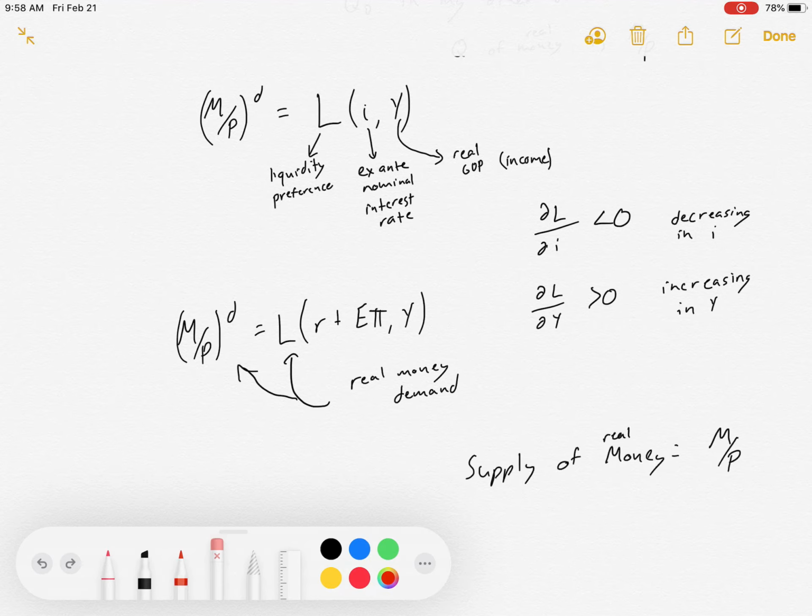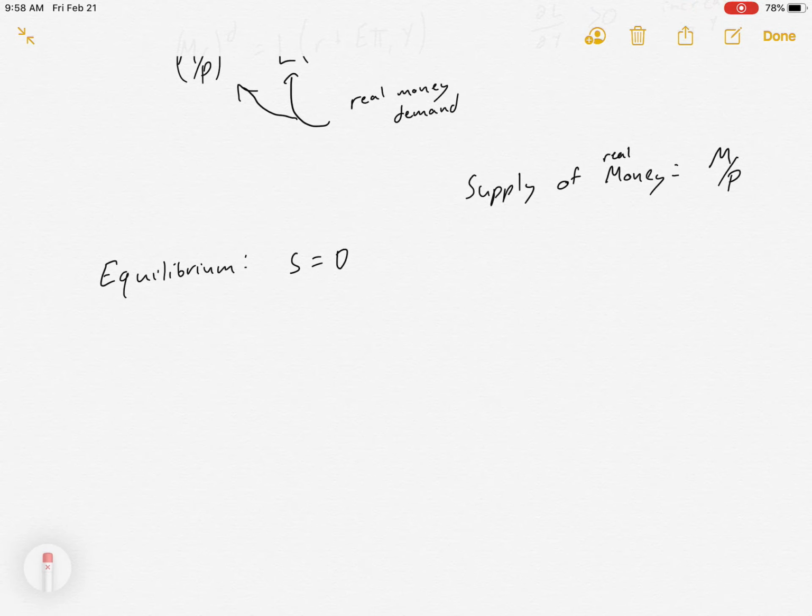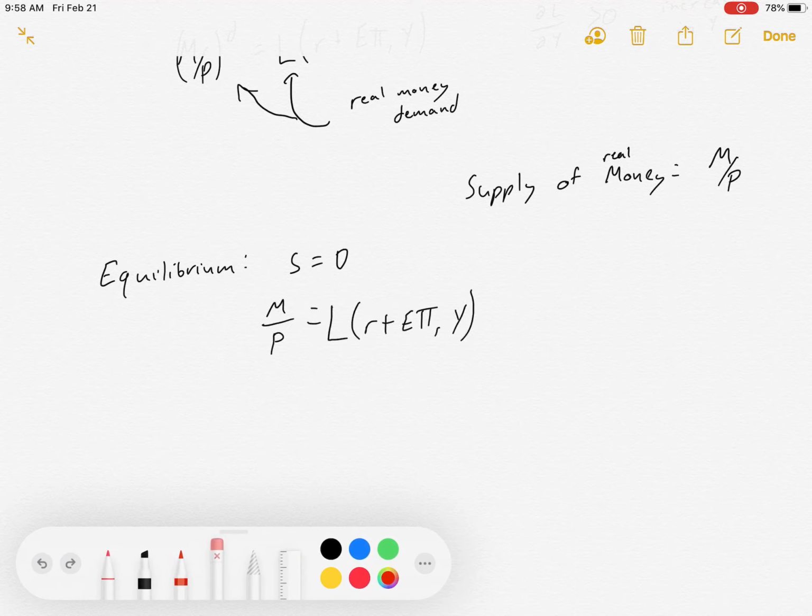Our supply of real money is fixed at M over P. And our equilibrium happens when these two equations equal each other. So that'd be when supply equals demand. M over P equals this liquidity function. Okay, that was pretty fast, but you can rewind if you want to. Let's move on. What if we have a liquidity function, a demand function, that's just Y over 2I?